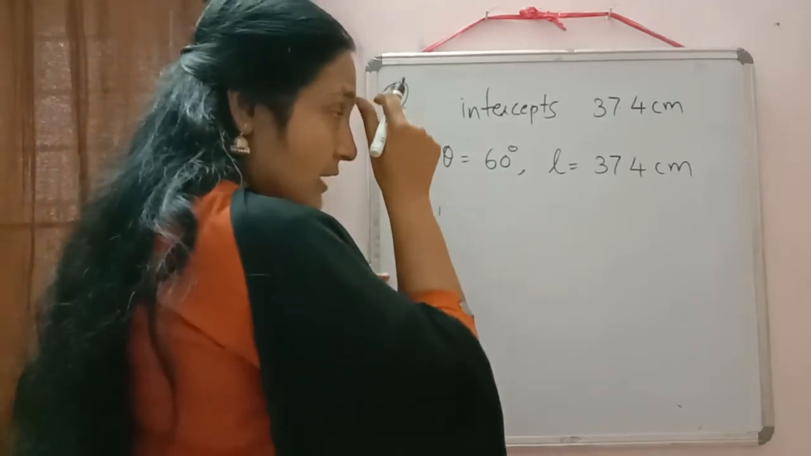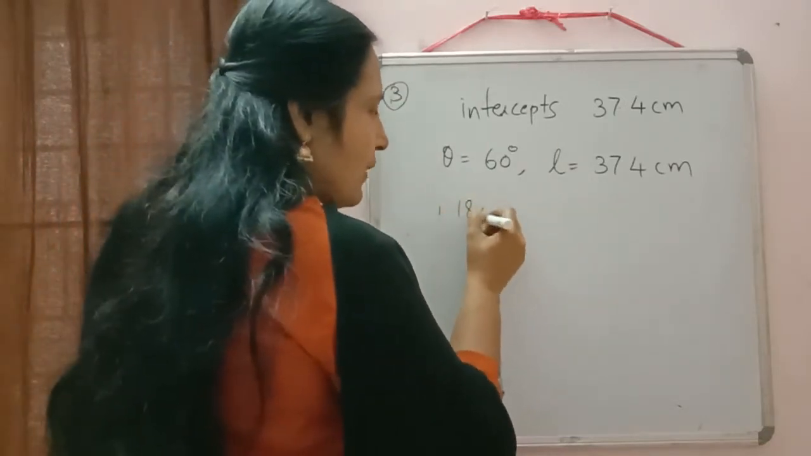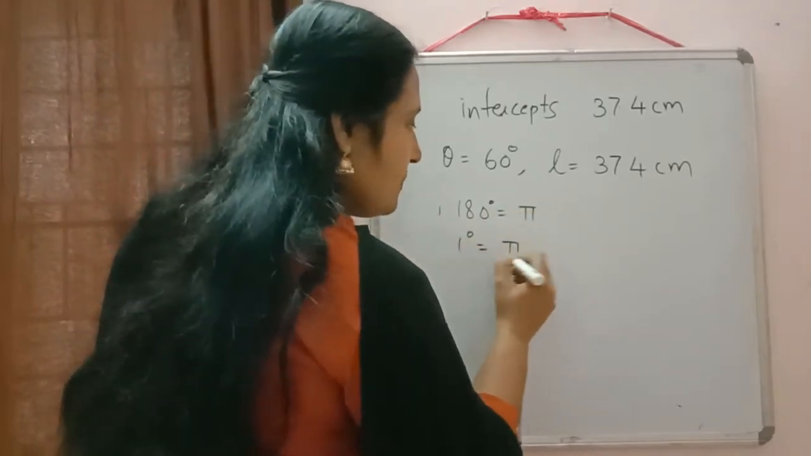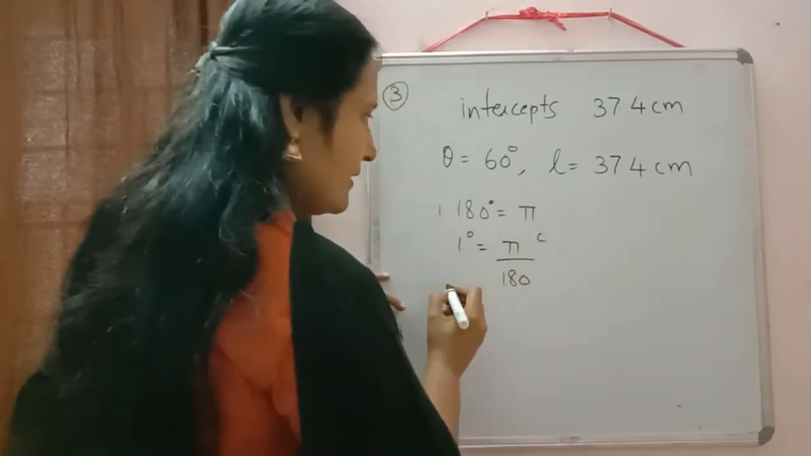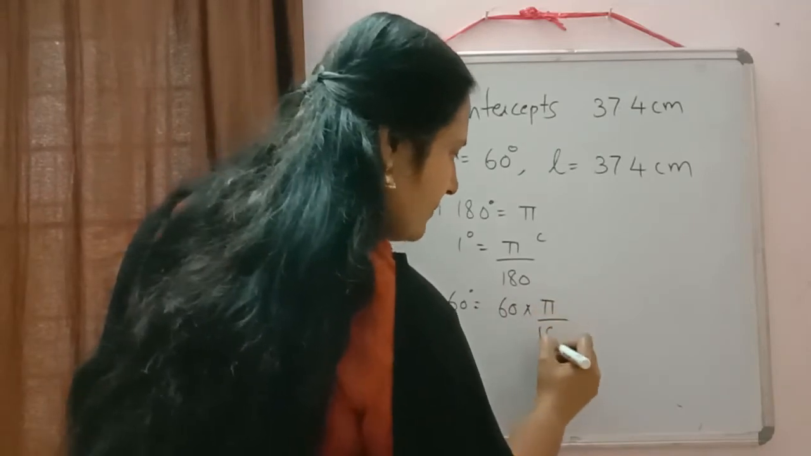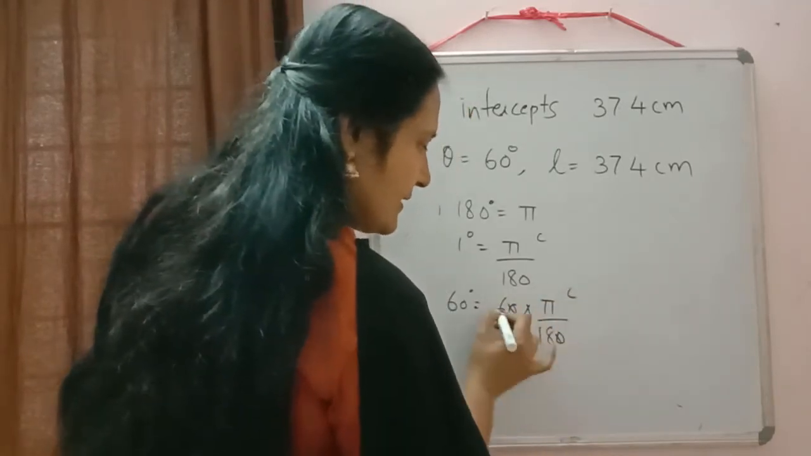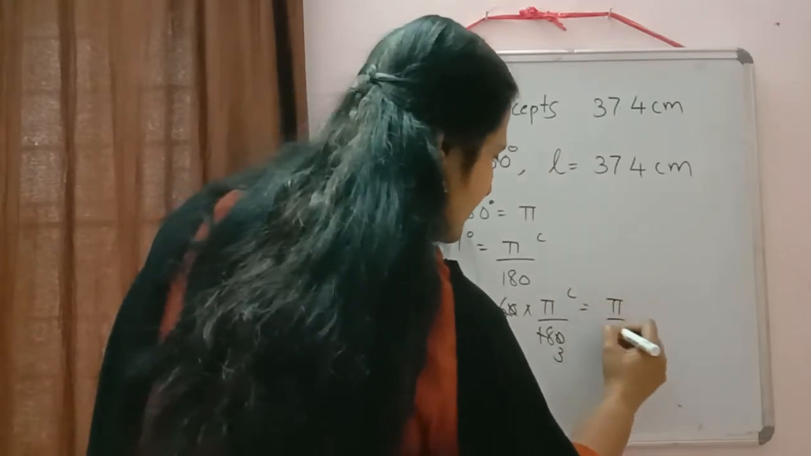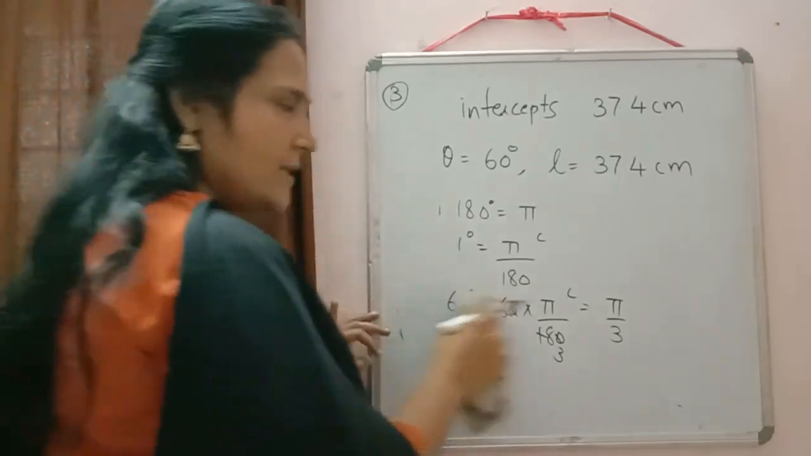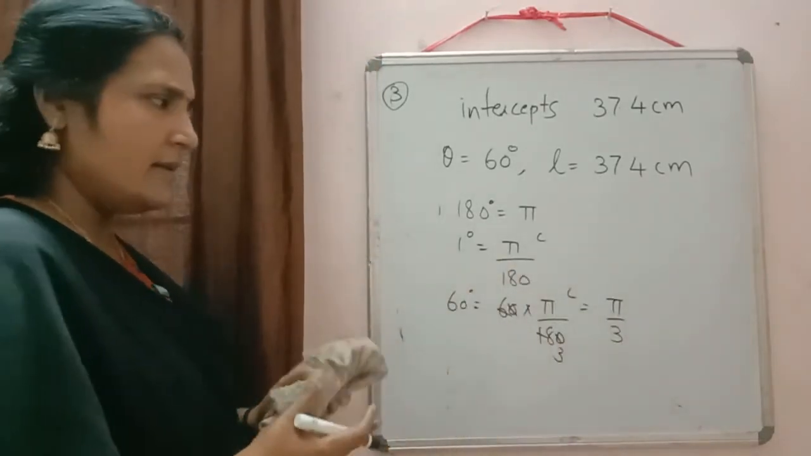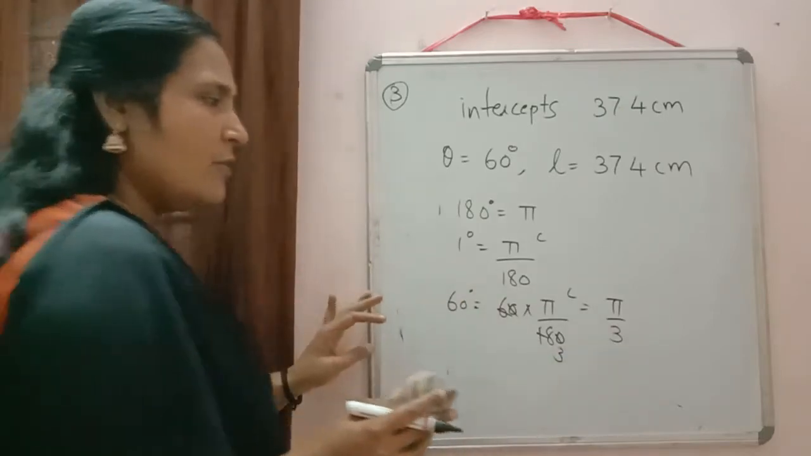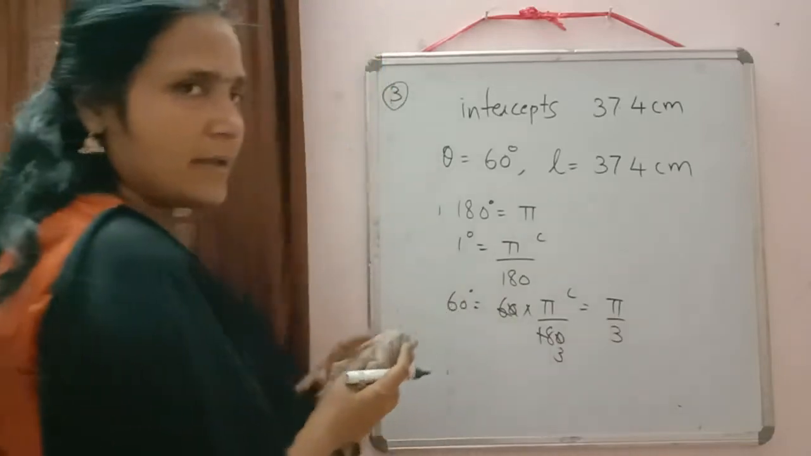So again we have to convert degree into radian. 180 degree is equal to pi radian, so 1 degree is equal to pi by 180 radian. So 60 degree will be equal to 60 into pi by 180 radian. It will get cancelled, so 60 degree is equal to pi by 3. We'll remember it this way only. Just to check, when you divide 180 by 60, what will come? That will come in the denominator. So 60 degree can be written as pi by 3.